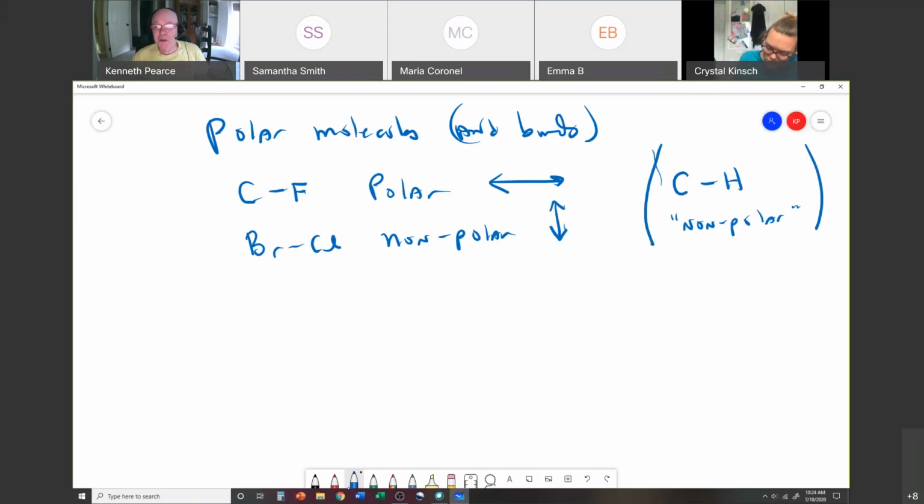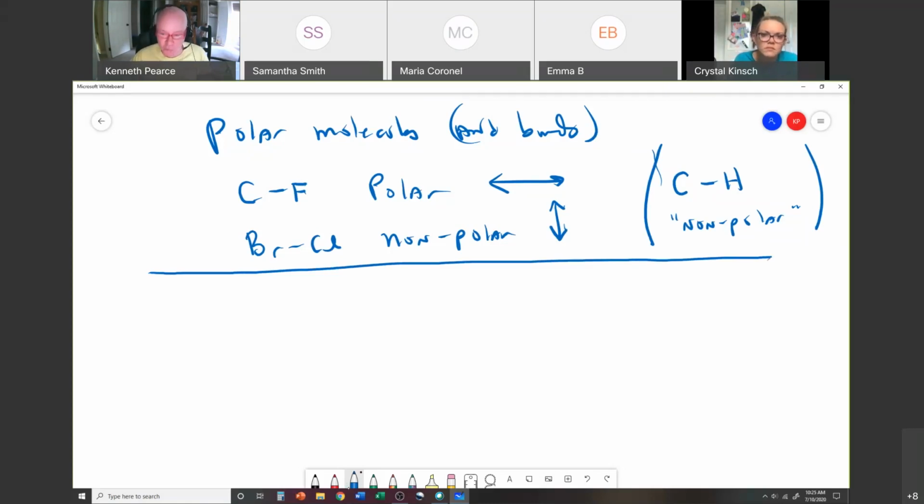From a chemical physicist standpoint, it is polar. But organic chemists, they rule the day, and so C-H is considered nonpolar. Okay? All right. Now, these are polar bonds. But what about polar molecules? All right, now, what does it mean to be polar?